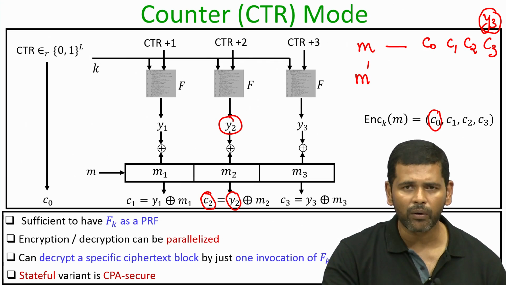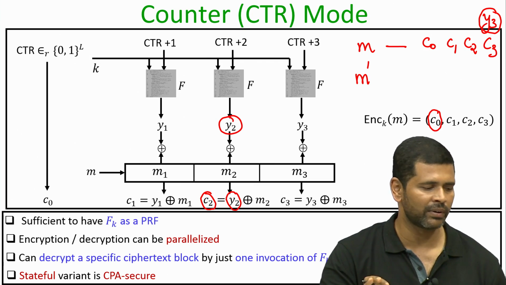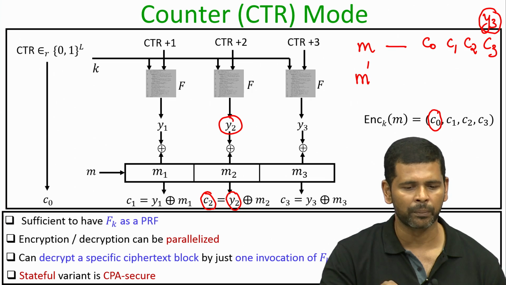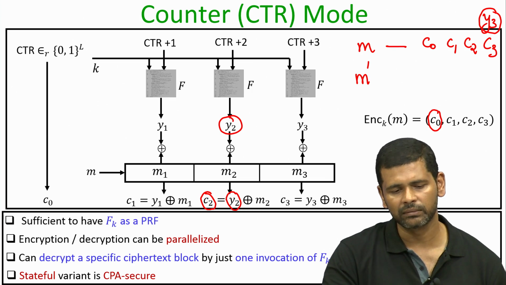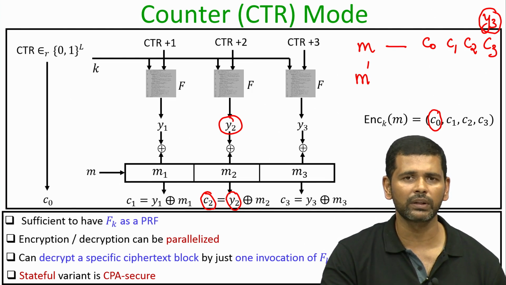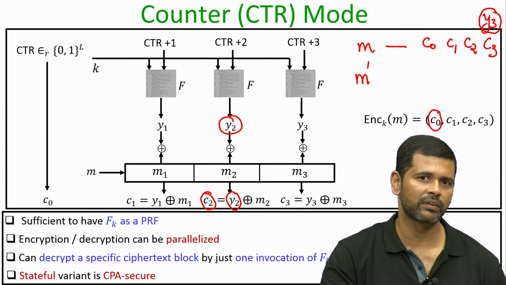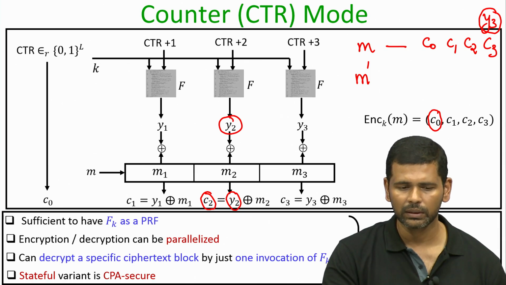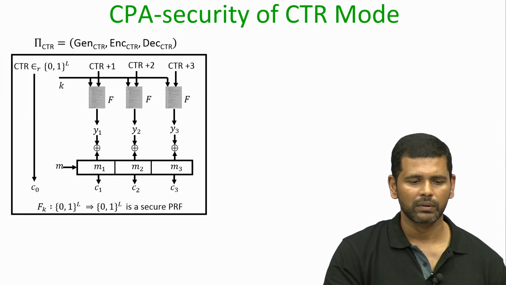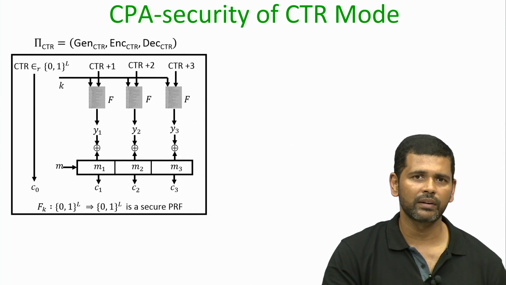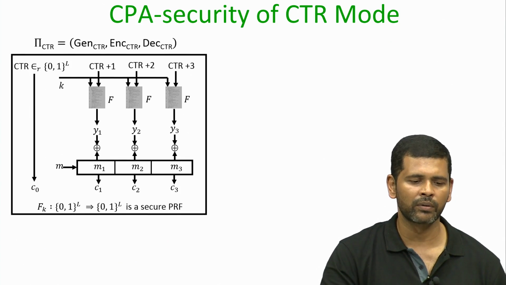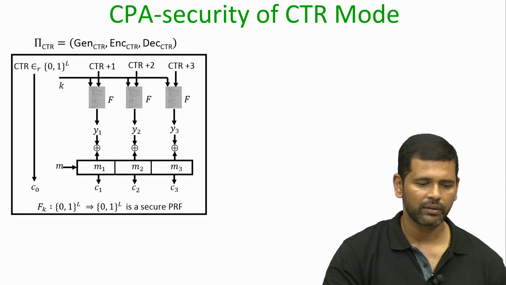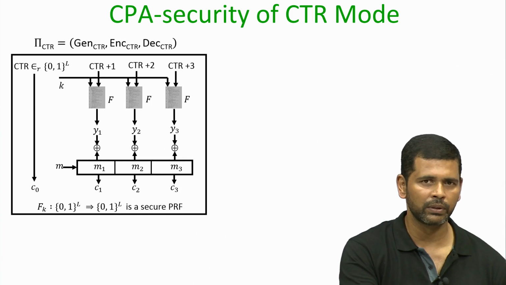So, we now have almost exactly all the features that we require from a good mode of operation of the block cipher, and that is why this counter mode of operation is very popular, and is used in several instantiations of real world protocols. Okay. So, now we want to do a rigorous security analysis of the CPA security for this counter mode of operation, right. So, I am going to use this example.